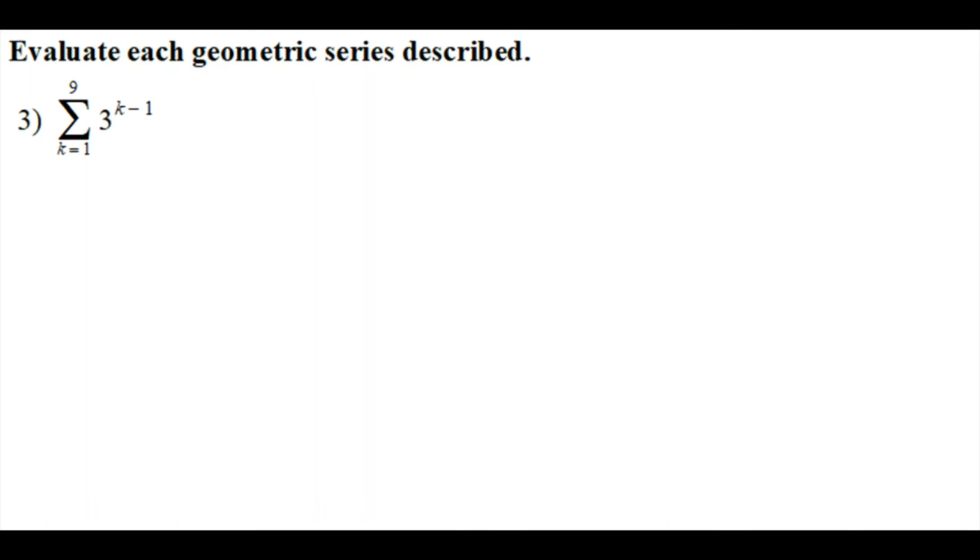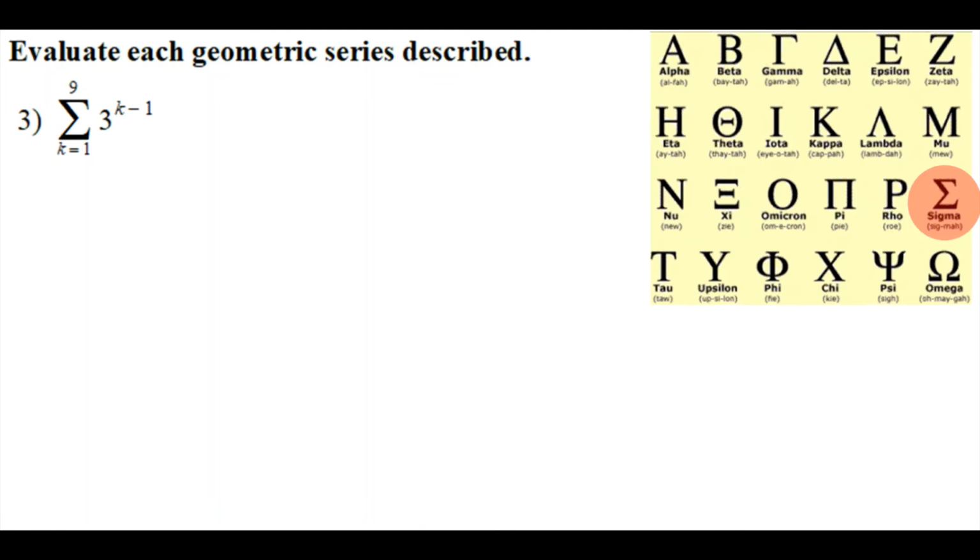Evaluate each geometric series described. So again, you see this word series, and you should know that series means sum. But you also see this Greek letter sigma. And remember from the previous lesson, we talked about sigma. Sigma was the Greek letter S. S stood for series or sum. And so we're finding the sum of whatever this says.